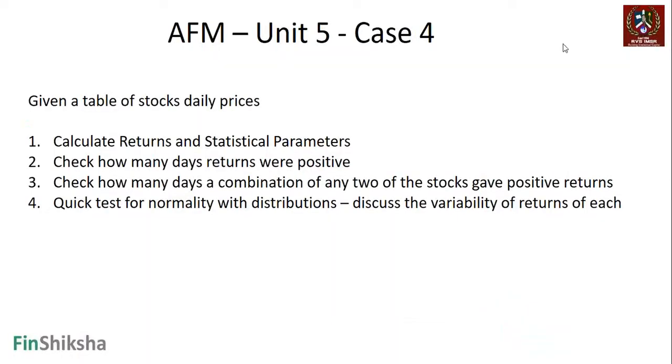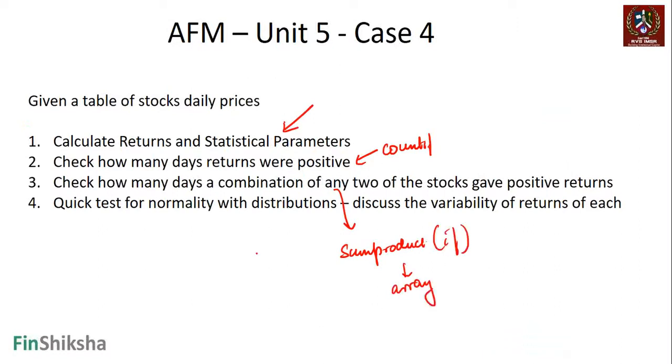Broadly, just a quick recap. We calculated the statistical parameters with the data and the returns. How many days returns were positive? We used COUNTIF. How many days? A combination of two. We used SUMPRODUCT. We used IF within SUMPRODUCT, and we used an array function there. Normality, we used the frequency function, which is an array function as well. Right? So those are the calculations we have done for case 4. That's it in case 4.